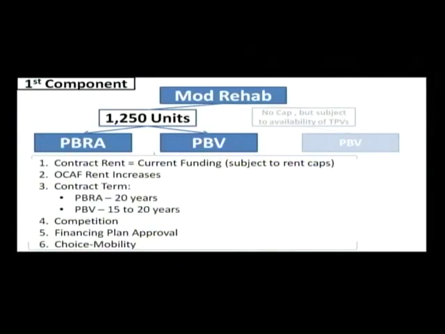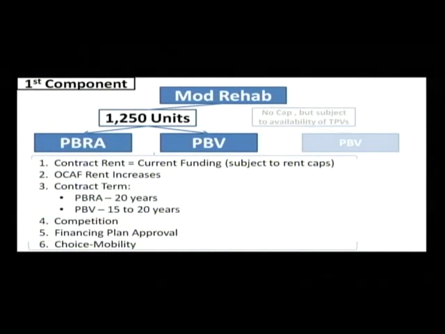Sure. For both PBV and PBRA, under the first component, rents will be adjusted by an operating cost adjustment factor, or an OCAF, as it's commonly known. All right. So now tell us about the term of the contract. We have a couple of options here.